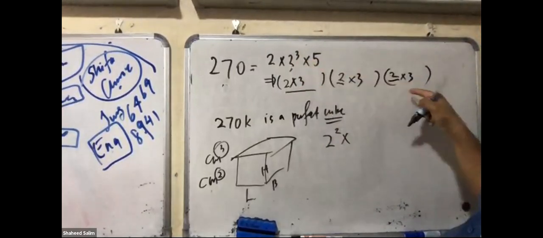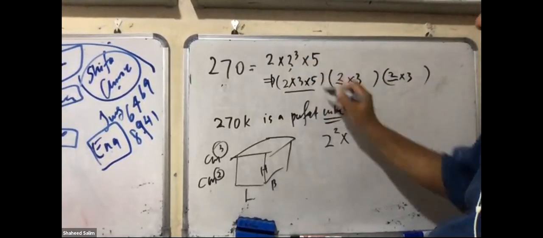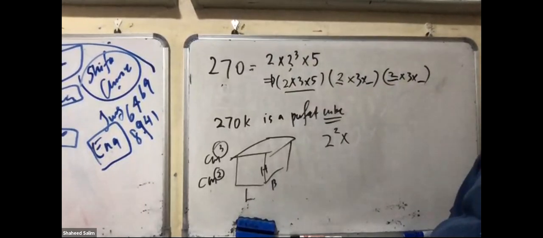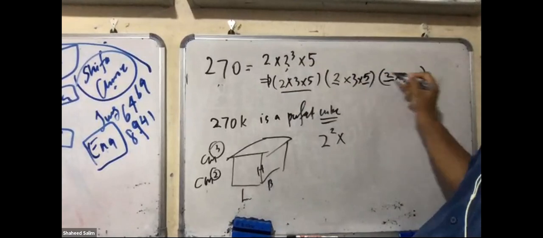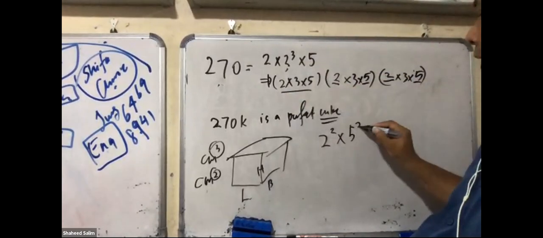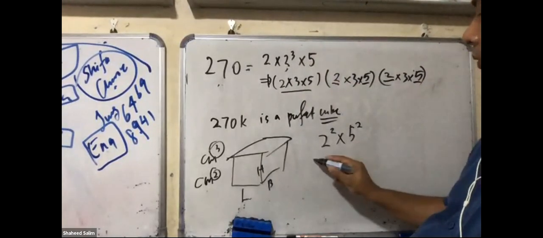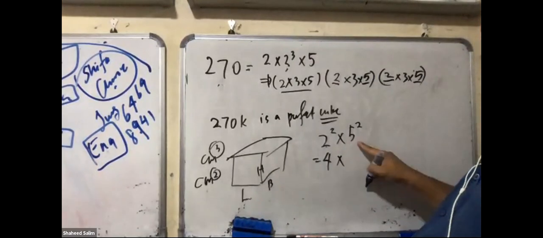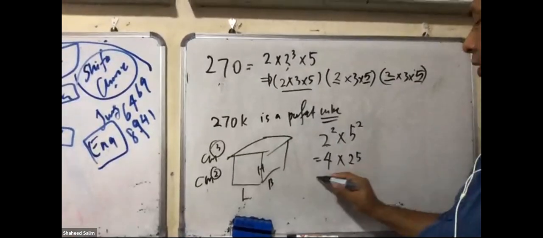I don't need to times by 3. But 5, I put the 5 here. Down here, I need another 5. Down here, I need another 5. So, there's 2 5s that I need, 1, 2, to make it the same number. So, I need 2 to the power 2 times 5 to the power 2. So, 2 to the power 2 is what? 2 times 2, 4. Times 5 times 5, 25. So, 4 times 25 is 100.